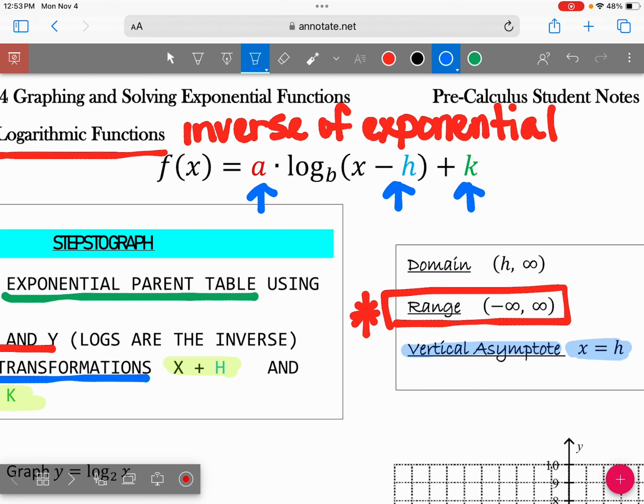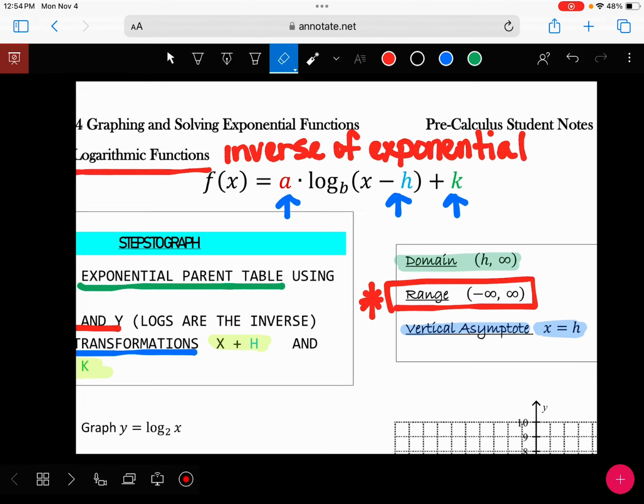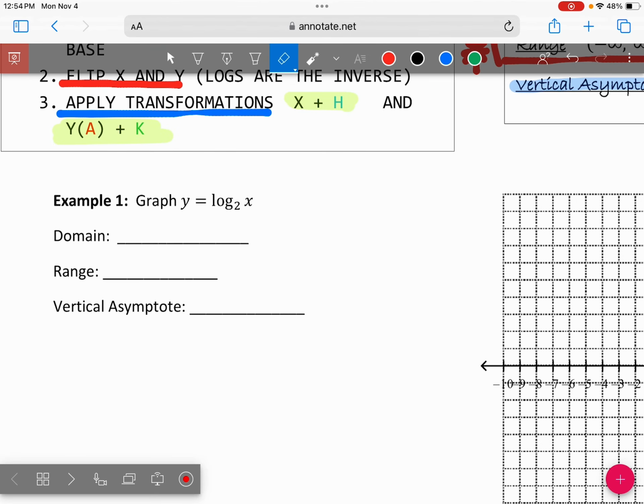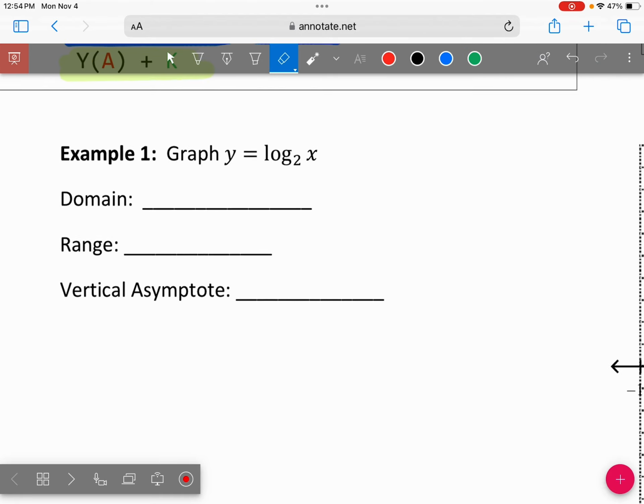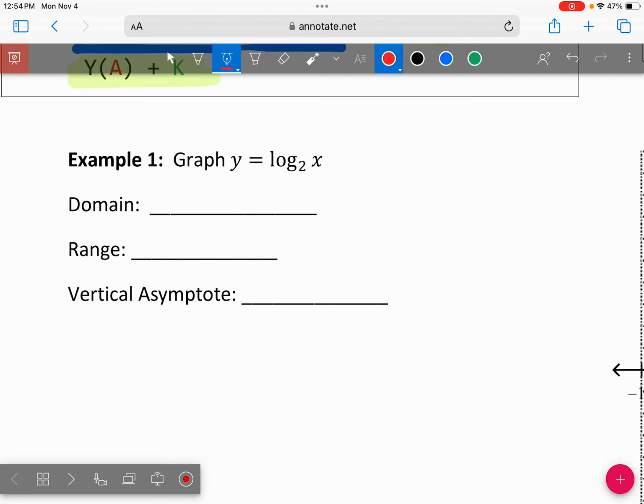All right. And then lastly, your domain, this will always be your domain. So there is no such thing as a domain of negative infinity to h. That's not going to happen. Your domain will always be h to infinity, with parentheses, no brackets. Okay, so let's go ahead and get started with our first one, example 1. For example 1, we can automatically put in our range because that's the thing that doesn't change. So I'm going to go ahead and write that in.